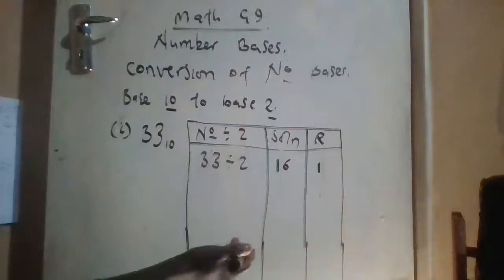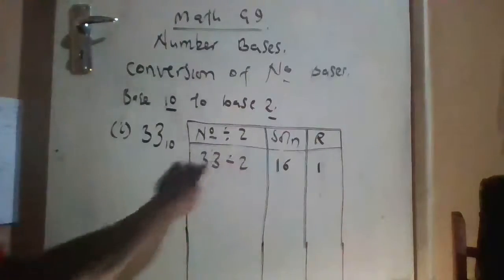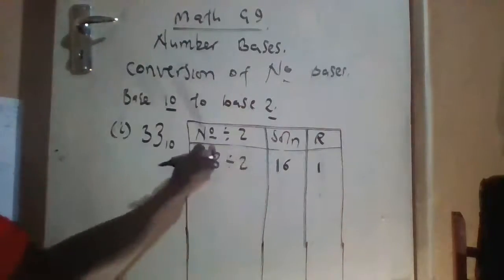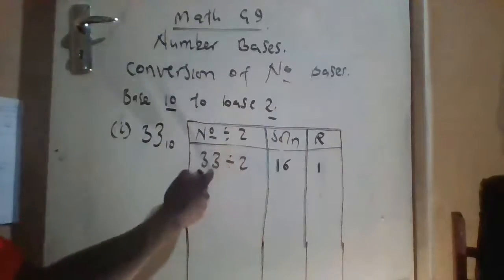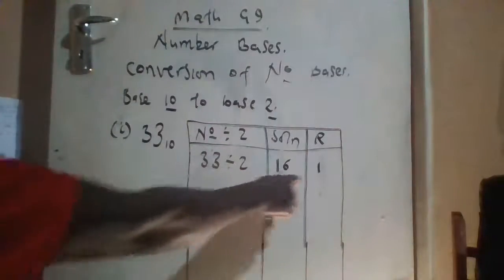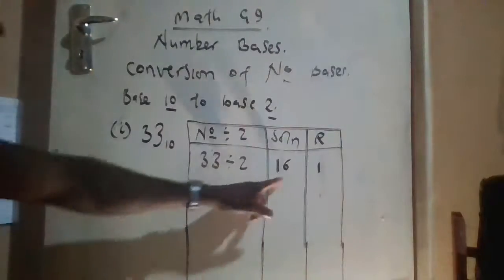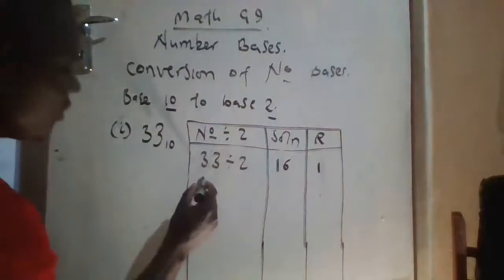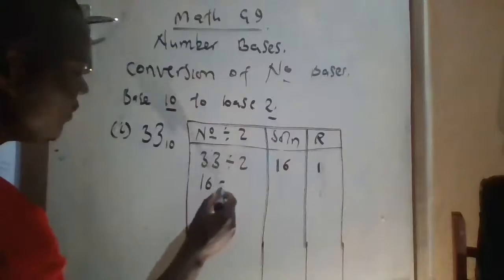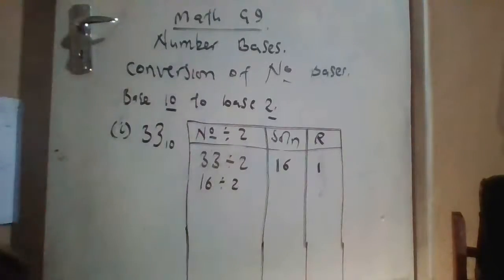I don't need to repeat that. 2 goes into 3 one time. We have the remainder at the next number. 2 goes into 13, goes up to 12, 6 times, remainder 1. So the answer that we have here, 16, is what we're going to put here now. 16, then we divide it by 2.